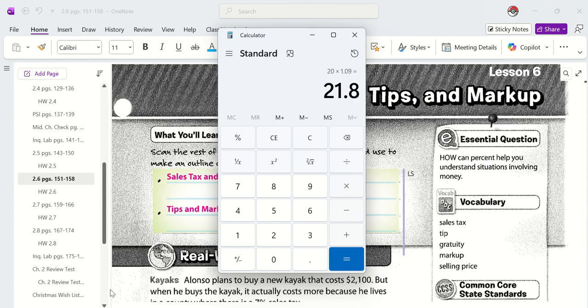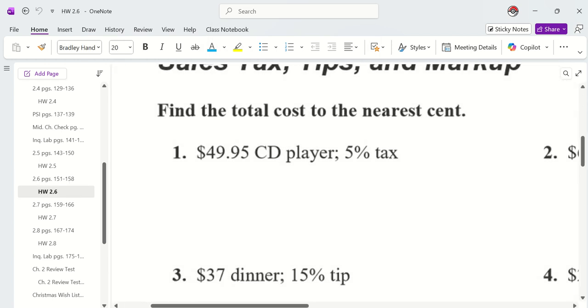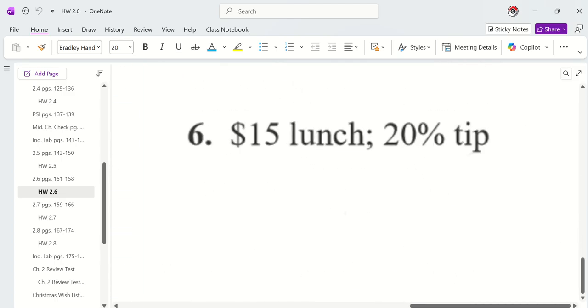On your homework, your question just asks you for total price. It says right there, find total cost to the nearest cent. So basically, let's pull number 6 as an example. What I would do is multiply that 15. Instead of multiplying it by 20%, what would I multiply it by? You add the 100 to it. So what would it be? Instead of 20%, it'd be 120%. Jump the decimal twice, and then what would that be?